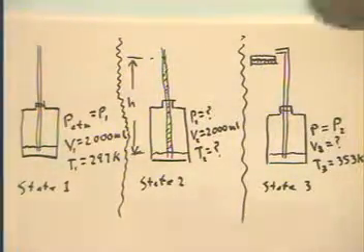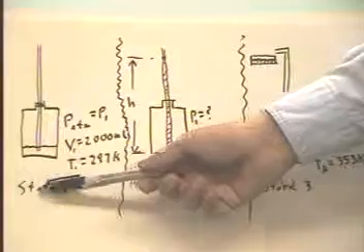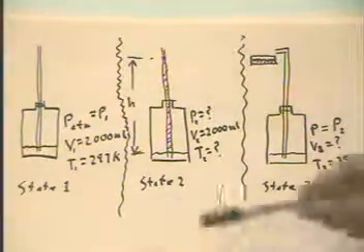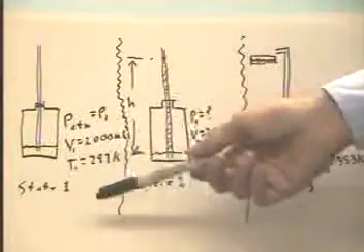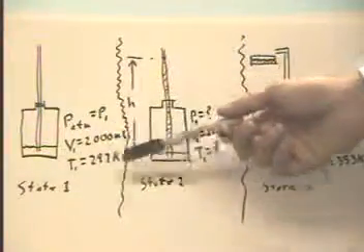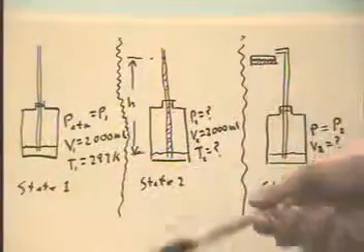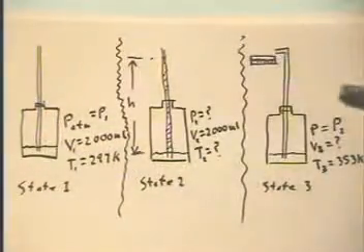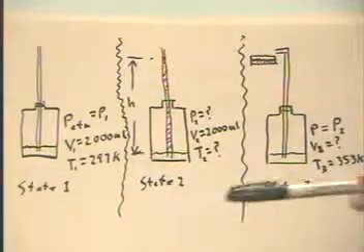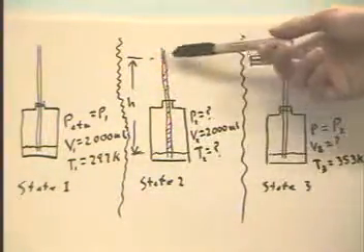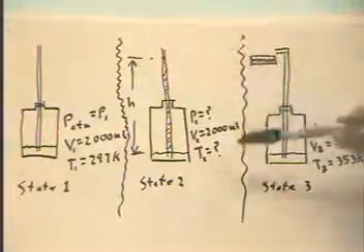Here we see three states of the system, which we'll identify as State 1, State 2, and State 3. State 1 is characterized by the fact that we're at atmospheric pressure, original volume 2,000 milliliters, and room temperature, 297 Kelvin, just the state of the system before we do anything to it. State 2 is the state of the system when the water is at height h, the maximum height, the height of the reservoir.